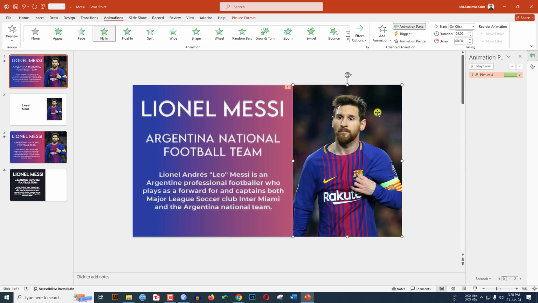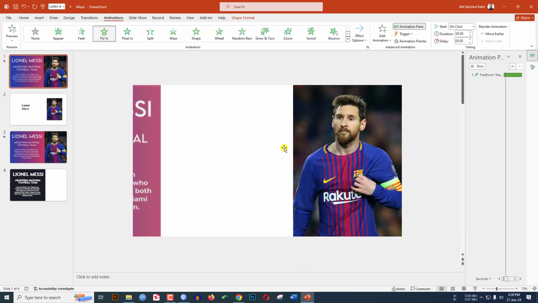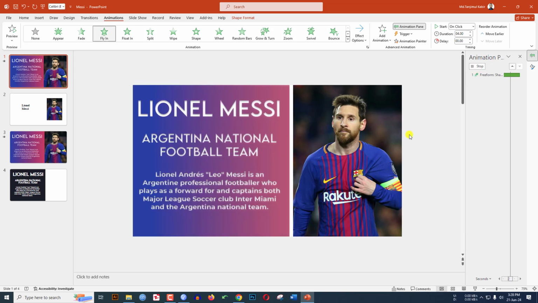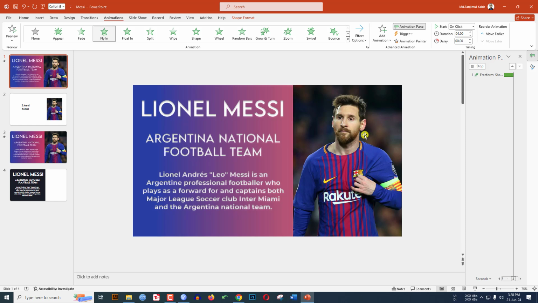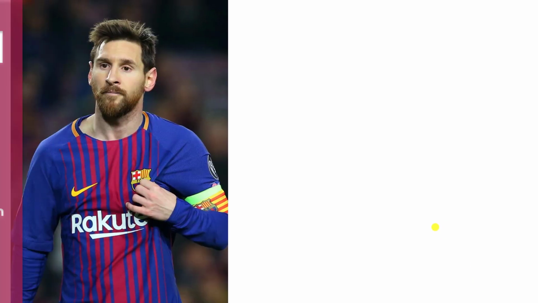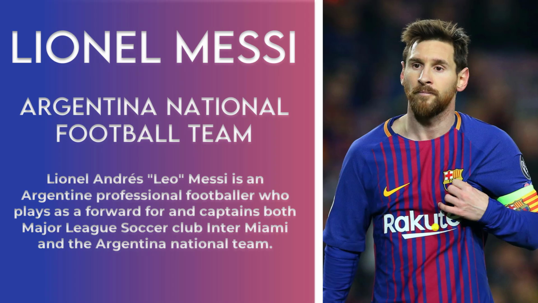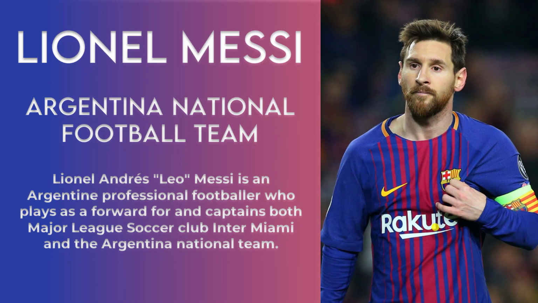Now click on over here, go to Animation Painter and click on this rectangle. This one will be On Click and this one will be With Previous and the delay will be 0.50. Now let me watch the slideshow. Here you will see this is looking very beautiful.